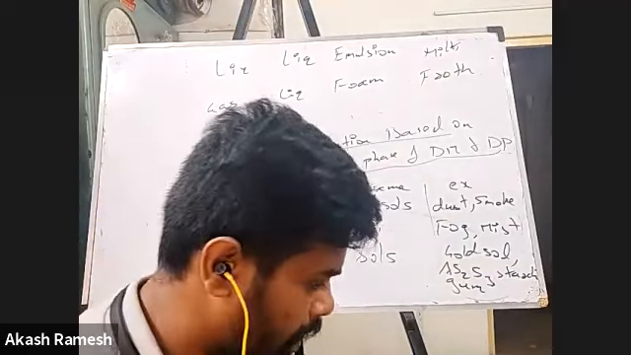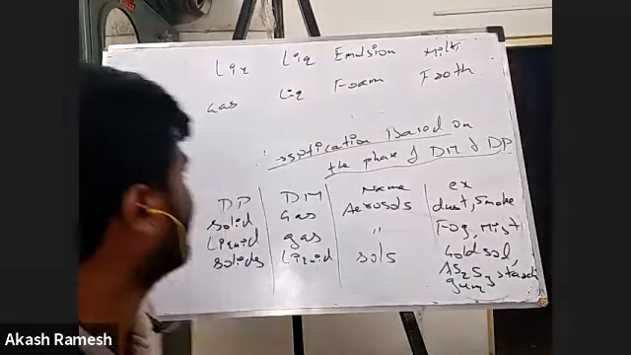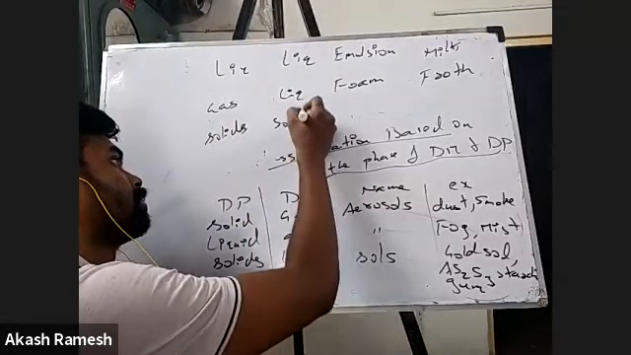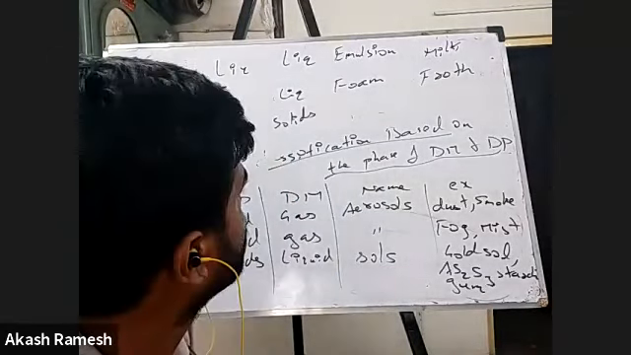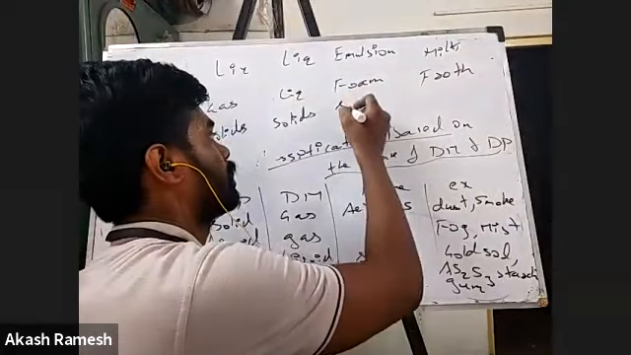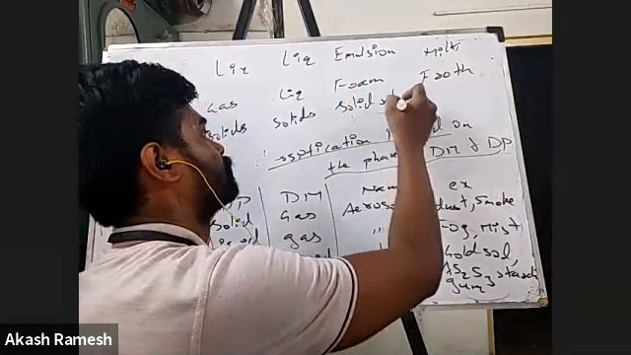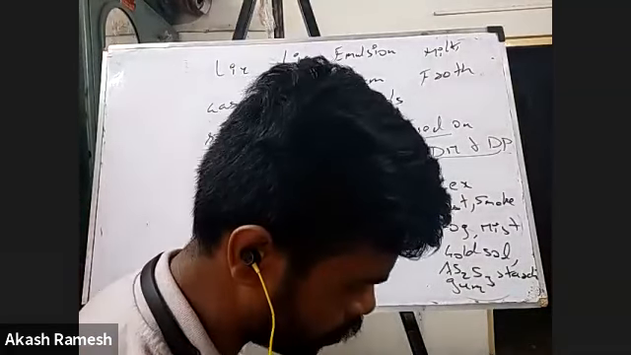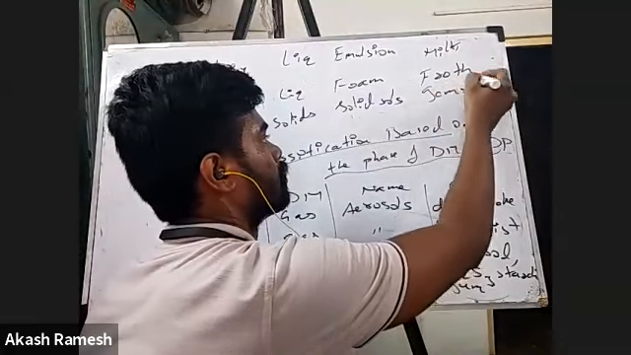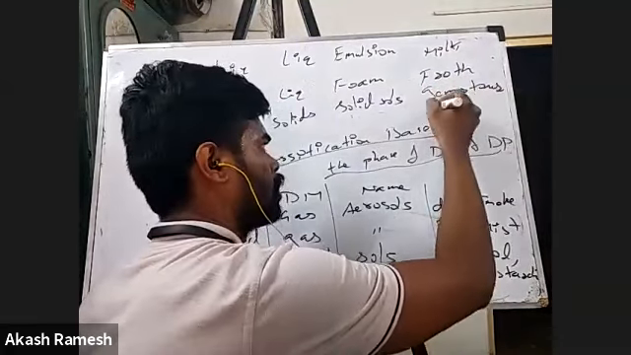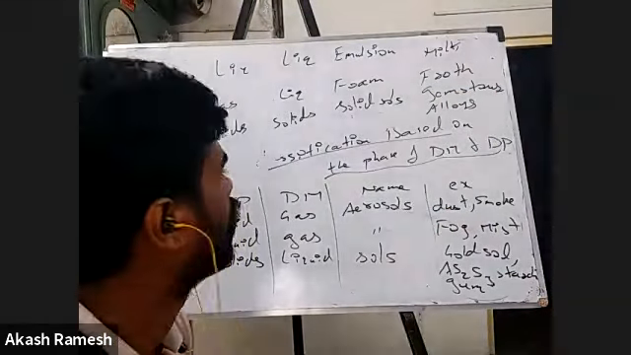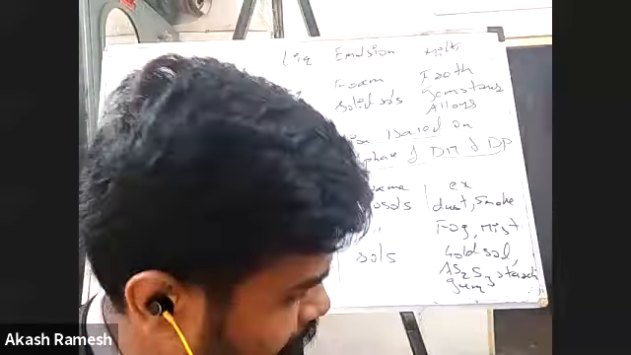Okay, fine. Next, when I have solids in solids, it's very simple. It's going to be called solid sols, and the examples would be gemstones, and some alloys also to some extent. Gemstones, alloys, all these can be examples.